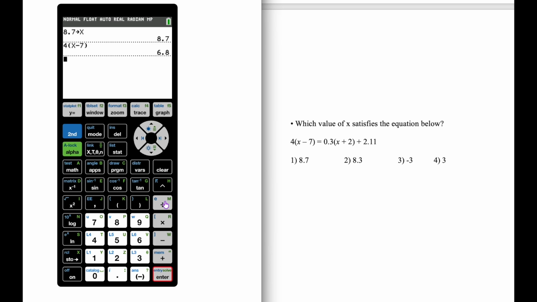So now we try the right side of the equation, 0.3 parentheses, x plus 2 plus 2.11. Those are different numbers, so number 1 is not our answer. We move on, 8.3, and store.